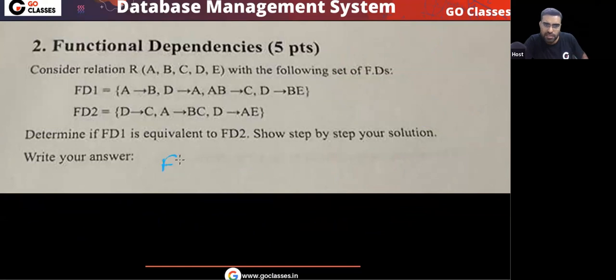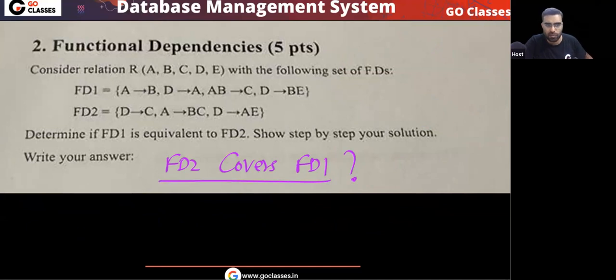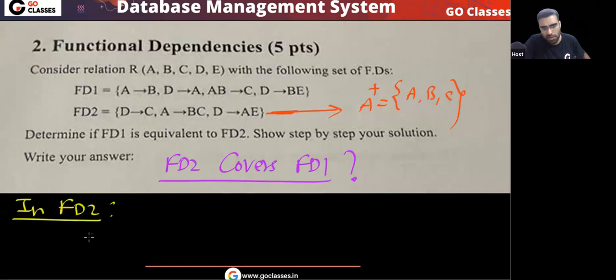Can I say FD2 covers FD1? Please tell me. What about this? Let me know. FD2 covers FD1. See, in this FD2, you find what is A plus. What is A plus? A plus is A, B, C, that's it. So can you notice in this FD2, what we got? We got A determining B, yes or no? This FD is done.